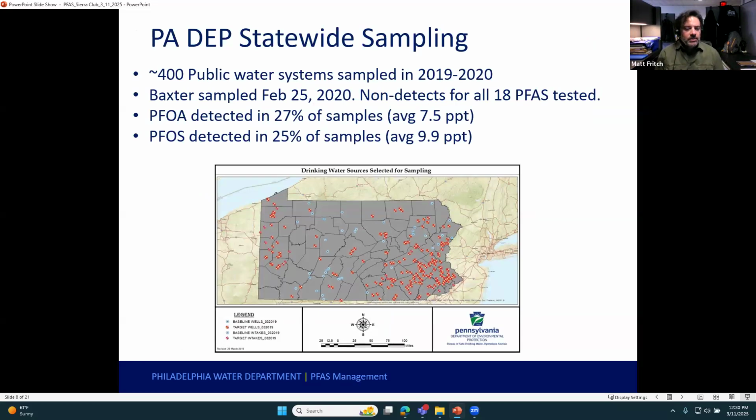Similar to a slide you saw before with the USGS data, the DEP also did statewide testing throughout Pennsylvania just to survey and see where the PFAS concentrations occurred. Similarly to the previous map that you saw, you can also see that mostly in the more populated urban areas, you're going to see more PFAS occurrence.